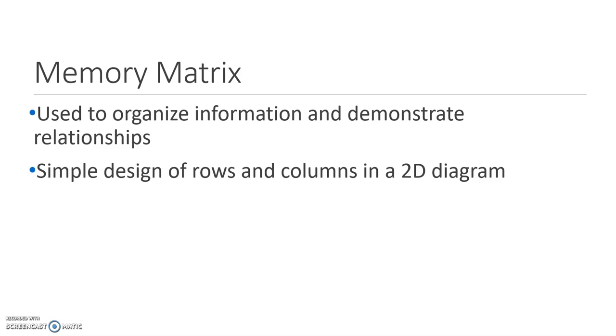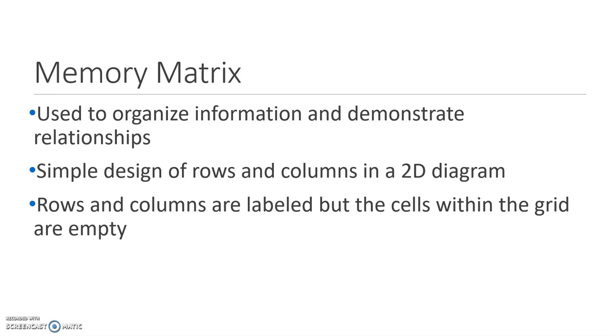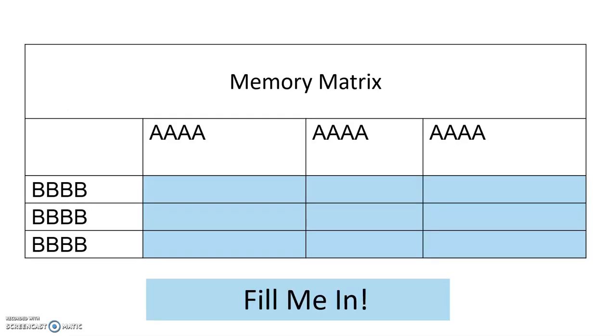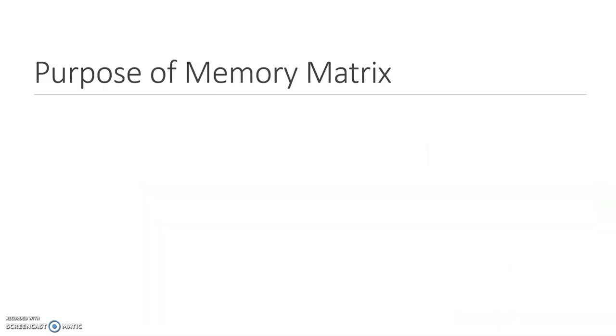It's a simple design of rows and columns in a 2D diagram. The rows and columns are labeled, but the cells within the grid are empty. This is one example of a simple memory matrix. As you can see, the column and row headings are provided by the instructor, and the student is required to fill in the cells within the grid.